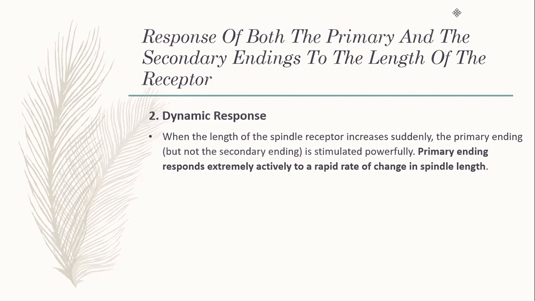Okay? So, when the length of the spindle receptor increases suddenly, the primary ending, but not the secondary ending, is stimulated powerfully. The primary ending responds extremely actively to a rapid rate of change in spindle length. So if it's a rapid stimulation, only the primary ending will be stimulated. It will evoke a dynamic response. If it's a slow stimulation, both the primary and the secondary ending will be stimulated within the muscle spindle and a static response will be evoked.